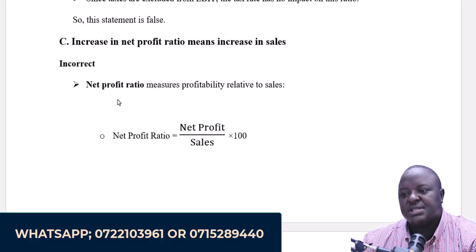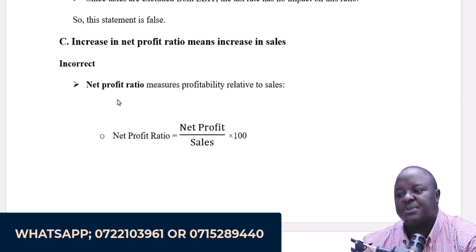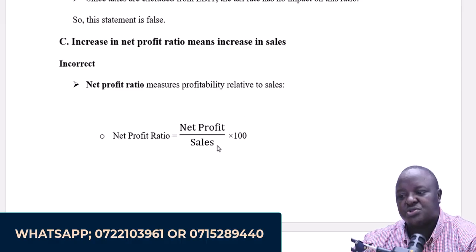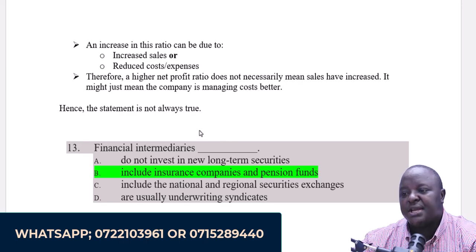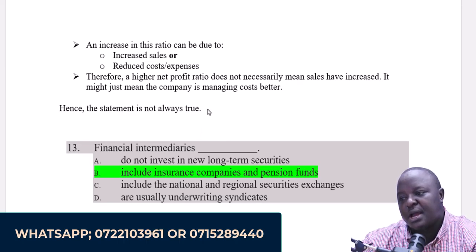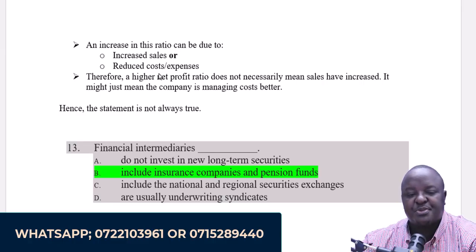Why? Because the net profit ratio measures profitability relative to sales. So the net profit ratio is equal to net profit divided by sales times 100. An increase in this ratio can be due to increased sales or reduced costs or expenses.